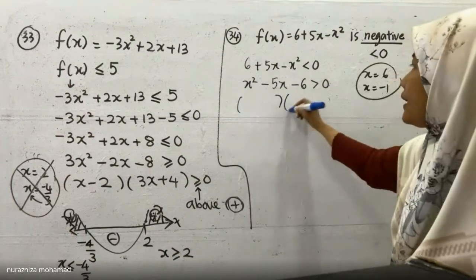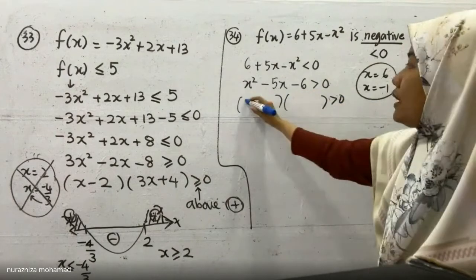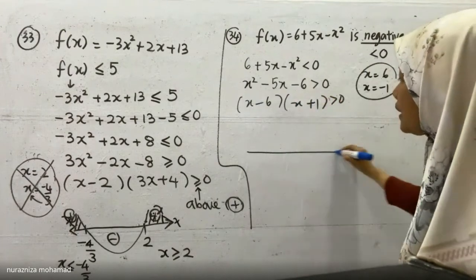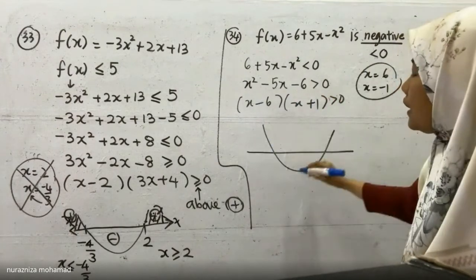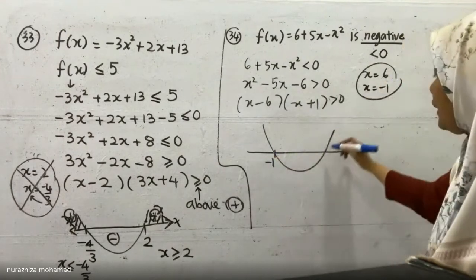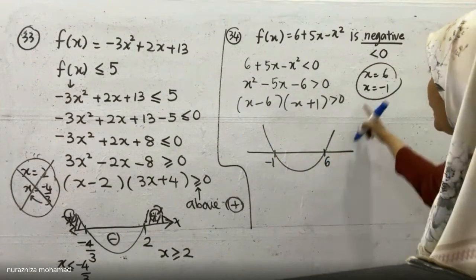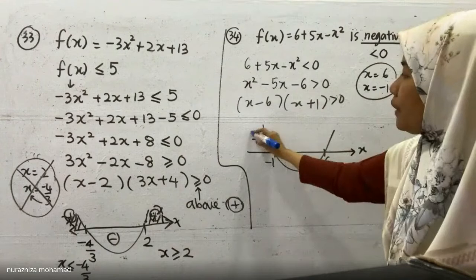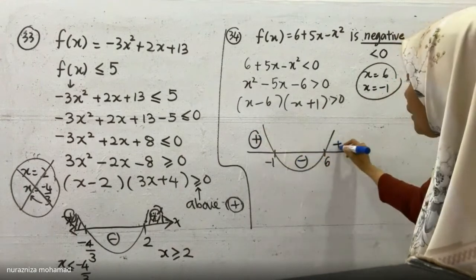So do factorization. This one is x minus 6, x plus 1. So this is a smiling graph. It cuts the x-axis at negative 1, and the other x-intercept is 6. Okay. So now there are 3 parts of the graph: positive, negative, and positive.